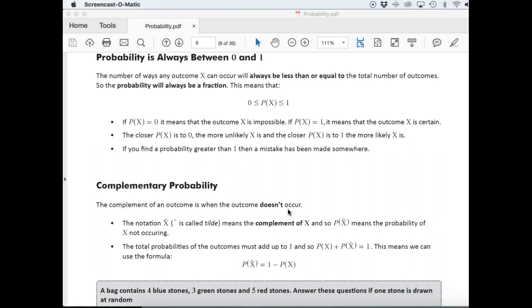You notice also, probability is always between 0 and 1. 0 meaning there's no way it's going to happen. 1 meaning it's definitely going to happen. So we write it this way: the probability, with P in the middle, is greater than or equal to 0 and less than or equal to 1.